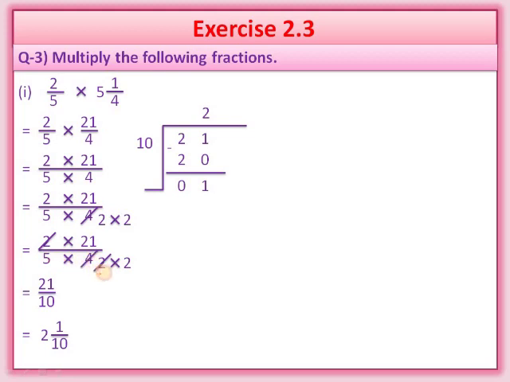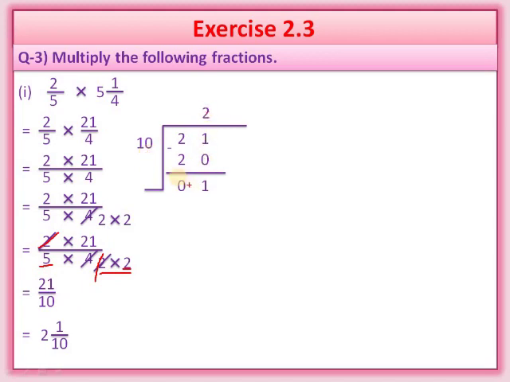I have written 2 multiplied by 2 instead of 4. Okay, now these 2 and these 2 will be cut. So the remaining number is 21, and here 5 multiplied by 2. So 21 ones are 21 and 5 twos are 10. Okay, this is the improper fraction. So 21 divided by 10.